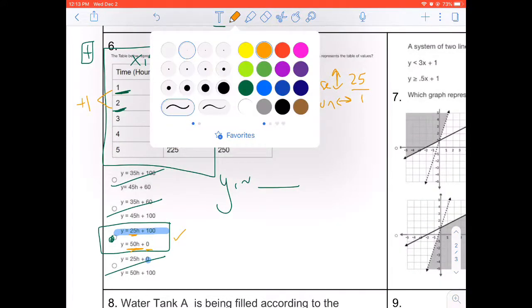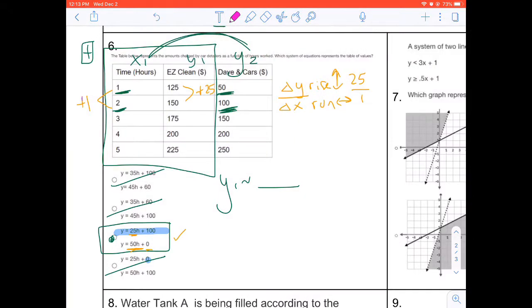On the other side, using the other equation, we still use that plus 1, but going up, we're going by 50s. So that second line would be 50 over 1.